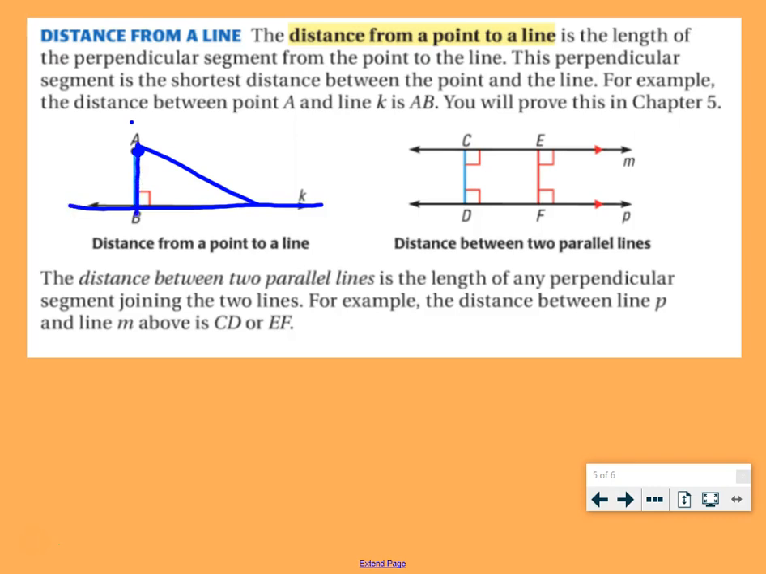So the same thing for two parallel lines. It's going to be perpendicular segments between the two. So it's kind of like making those ladder rungs. You wouldn't want to make ladder rungs that are slanted. So we want that perpendicular distance.